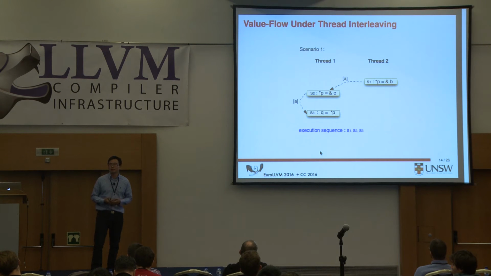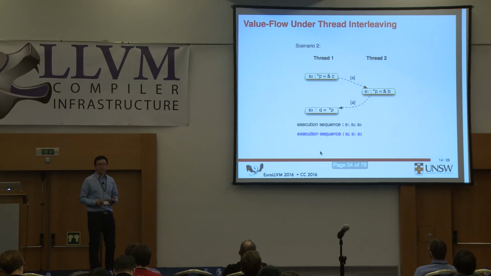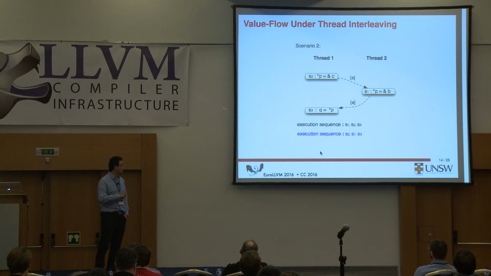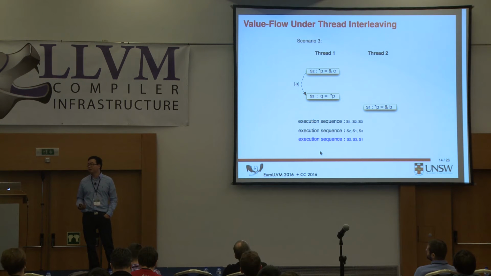In this case, the value flow will be kept the same. So essentially, the fork site is treated like a function call, right? For the other scenario, like S1 is executed between S2 and S3, in this case, the value flow will look like this. The third case is S1 executed after S2 and S3, so there are no outgoing value flows from S1 to S2 and S3 because S1 is executed after them, right?